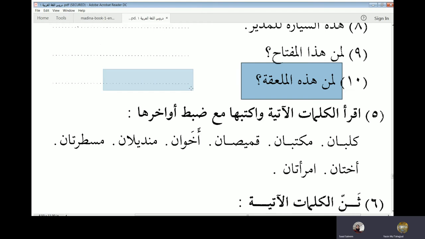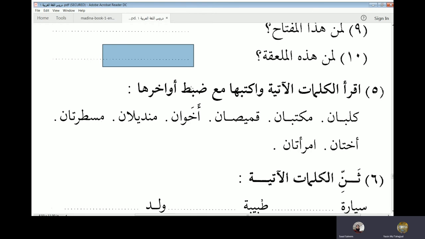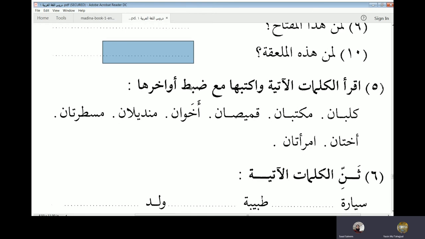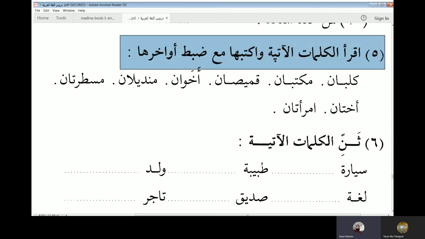Li-man hathihi al-mil'aqa? Mil'aqatuhu. Okay. Mil'aqa means spoon, S-P-O-O-N, spoon. Okay, to whom belongs the spoon? So li-man hatani, mil'aqatani. Read the following words and write them with correct endings. Just read.